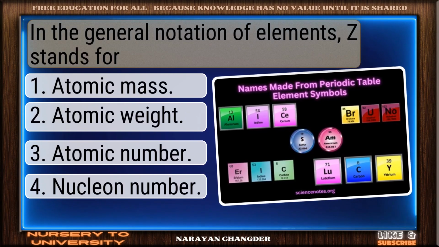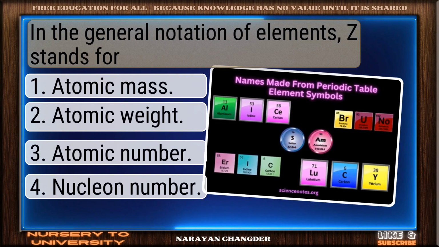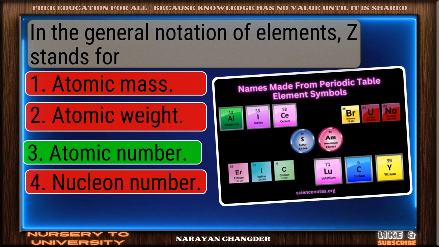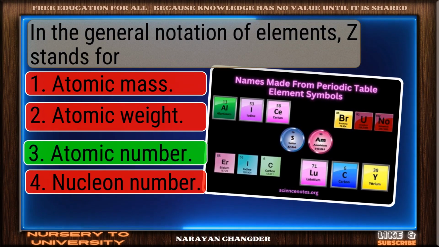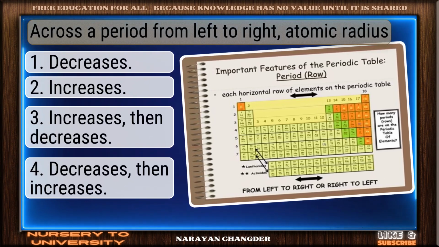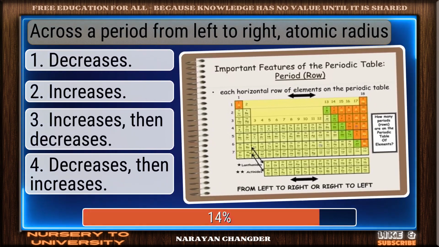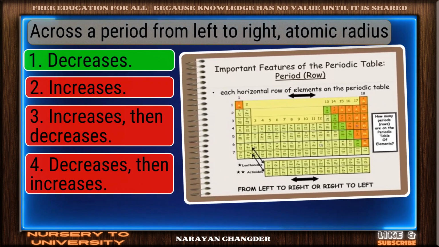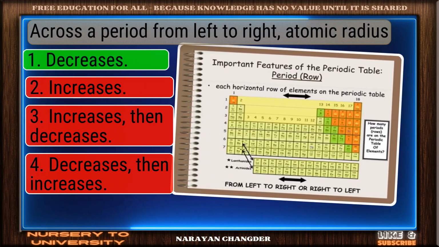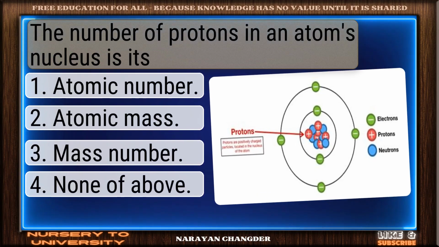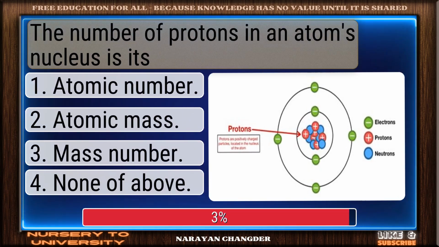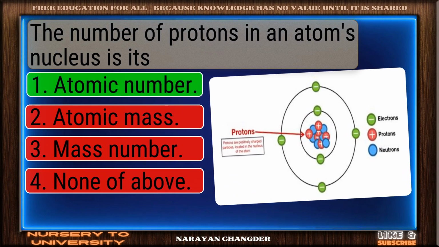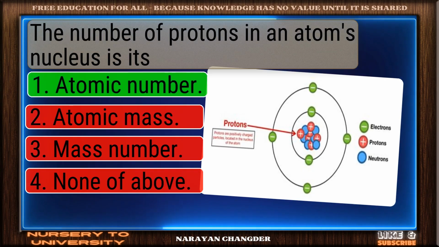In the general notation of elements, Z stands for. Correct response. Atomic number is the most accurate answer. Across the period from left to right, atomic radius. Solid response. Decreases is a valid choice. The number of protons in an atom's nucleus is its. Excellent choice. Atomic number is the right answer.